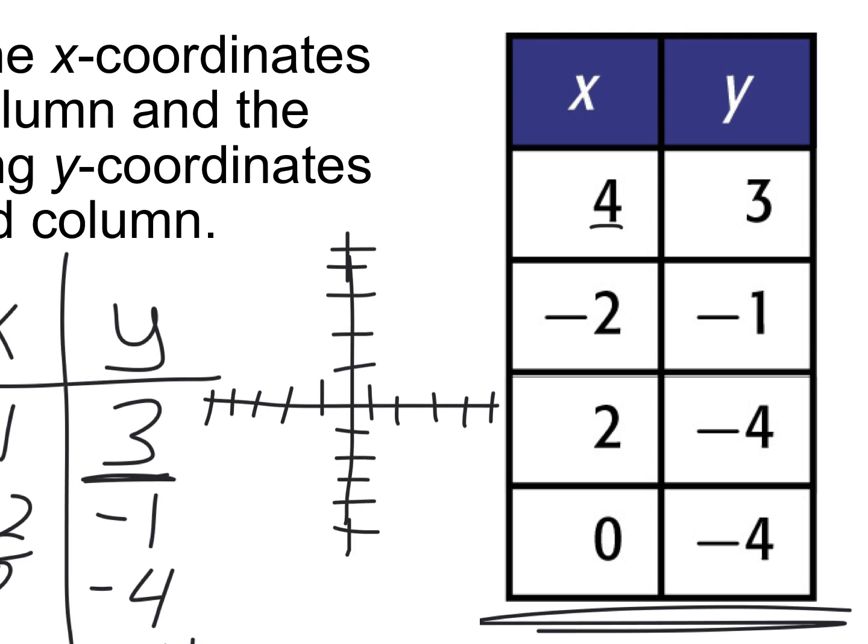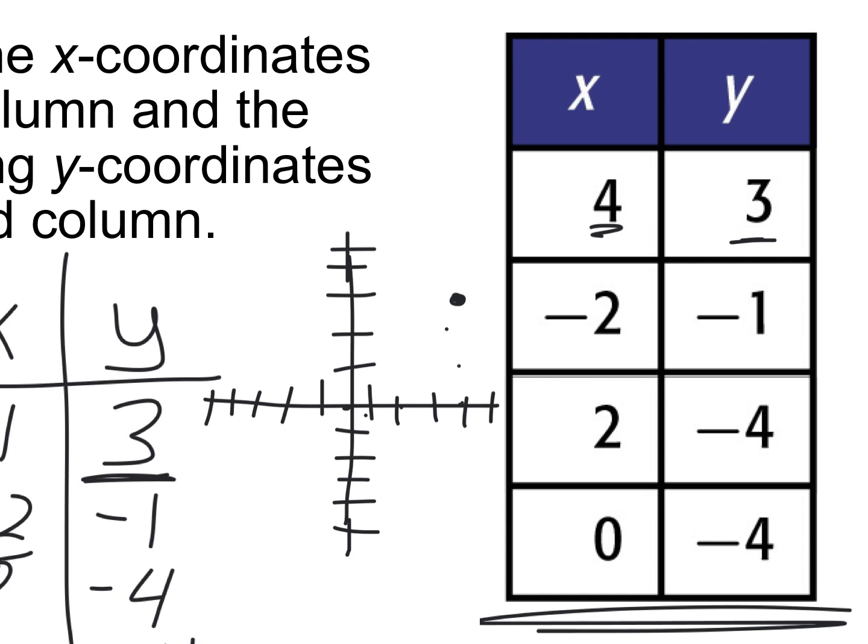So looking at 4, 3, what do we do first? Yep, always start at the origin, and then we go 4 right because it's positive and it's on the x-axis. So we go 1, 2, 3, 4. Now we have 3, and it's a y, so it's up and down, and it's positive, so we need to go up. 1, 2, 3. Okay, I know it's a little rough, but does everyone understand how to graph that point?